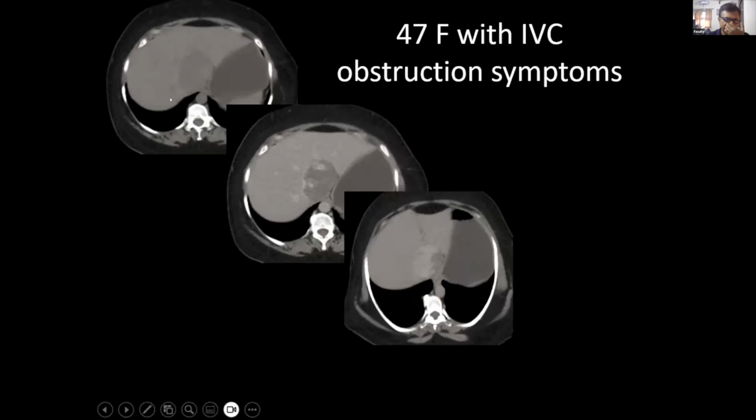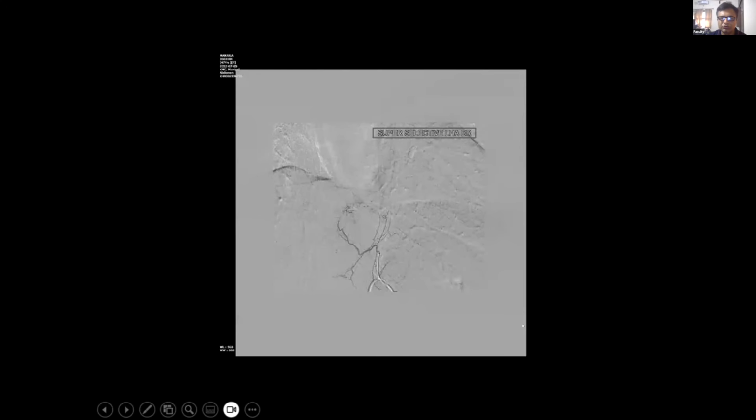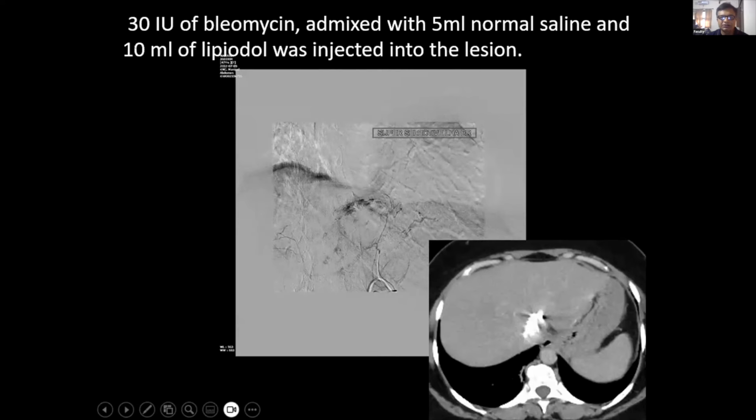This hemangioma was actually causing significant compression of the IVC here. You see the hypodense lesion showing peripheral nodular enhancement and centripetal filling in of contrast, but the patient presented with IVC obstruction because of the massive lesion. So we went through the transarterial approach, very selectively to the artery supplying the lesion, and injected the sclerosant, 30 international units of bleomycin admixed with 5 ml of normal saline and 10 ml of lipiodol.